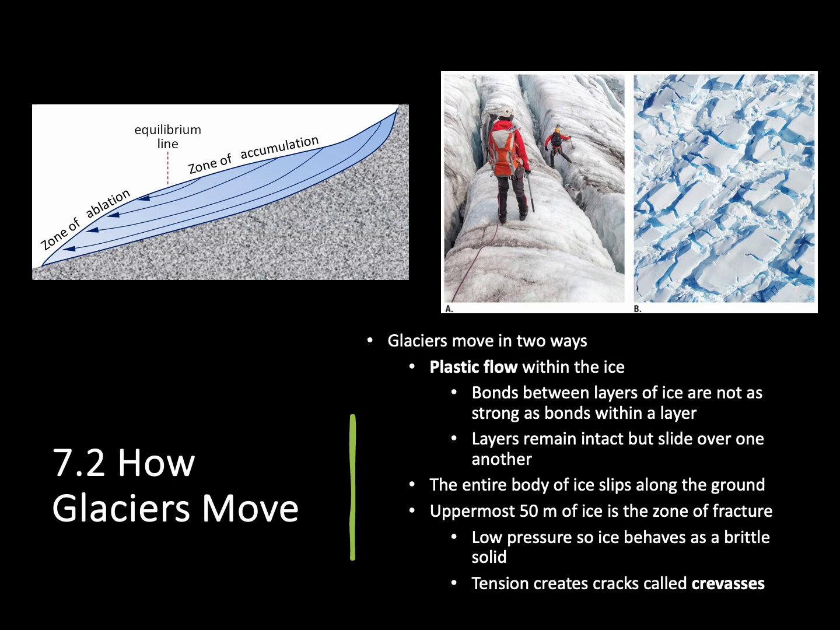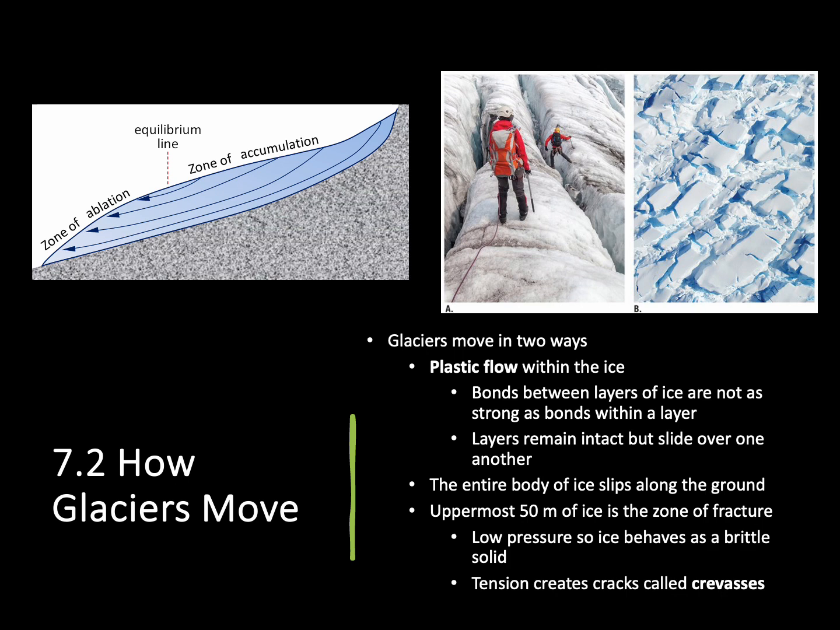When we're looking at the chemical bonds of ice, we see that the bonds are stronger in a sheet than they are between sheets. Just like my paper, the bond in a sheet is much stronger than the bond between sheets of paper. So I can slide that stack of paper and the pages are going to slide one on top of another. This is how plastic flow works within ice.